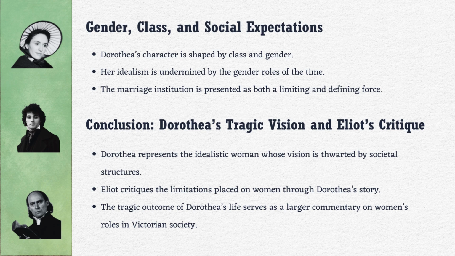In conclusion, Dorothea Brooke's story in Middlemarch represents the tragic clash between an idealistic, visionary woman and the societal forces that constrain her. Through her character, Eliot critiques the limitations placed on women, particularly in relation to marriage and gendered expectations. Dorothea's fate serves as a larger commentary on the struggle of women in Victorian society, showing how their potential can be stifled by social, cultural, and gender-based restrictions.